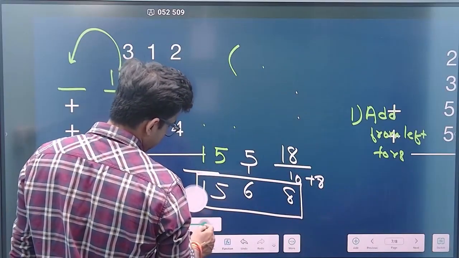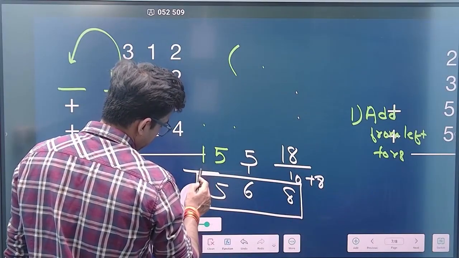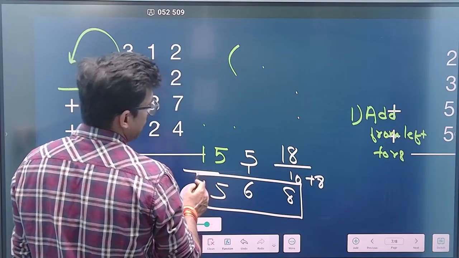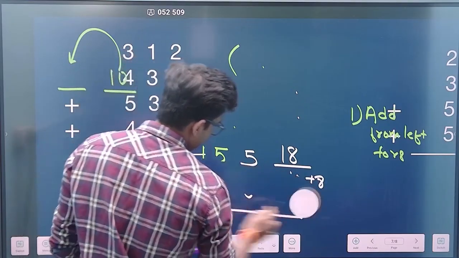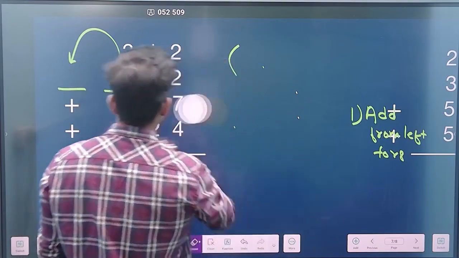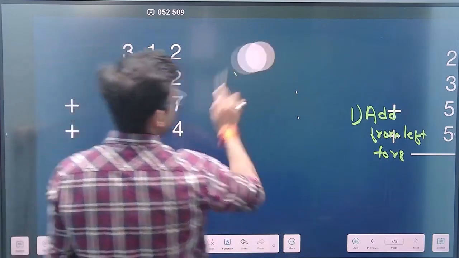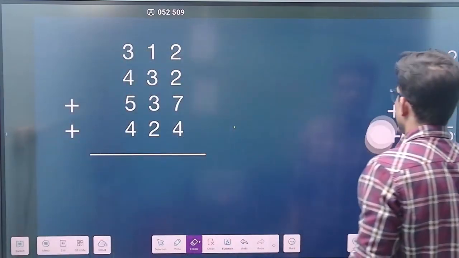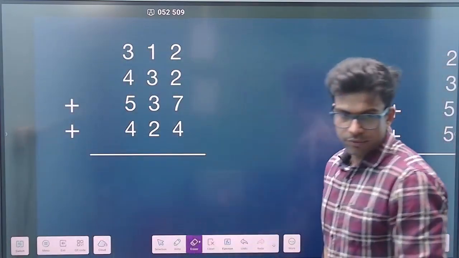I hope this gets erased. So, let me just erase this. So this is my question. Lokesh, can you add this number?